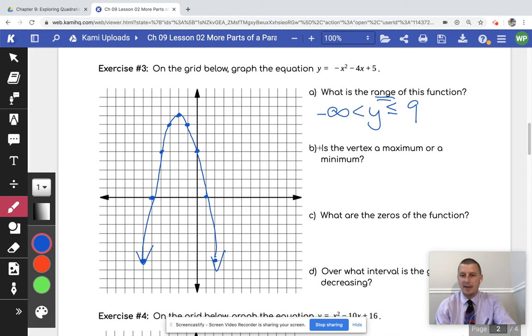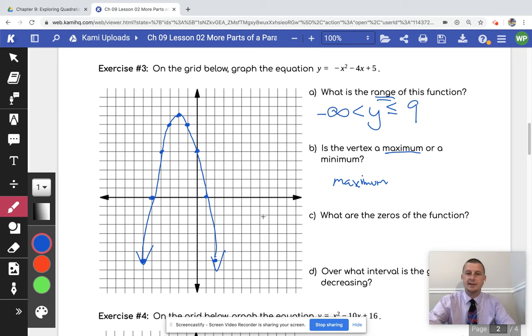Is the vertex a maximum or a minimum? Well, we just said that this was the greatest y value on this graph. So if we're dealing with the greatest y value, that's a maximum. So our vertex is a maximum value. And again, as we said in the previous exercise, this looks like a mountain, and mountains have maximum values.